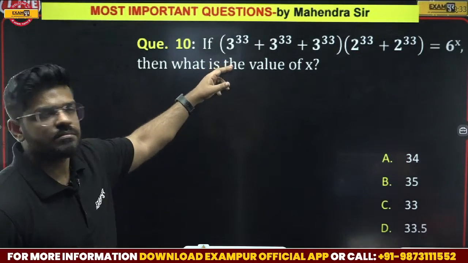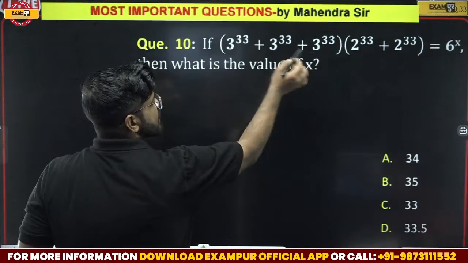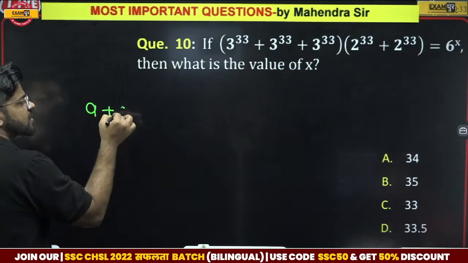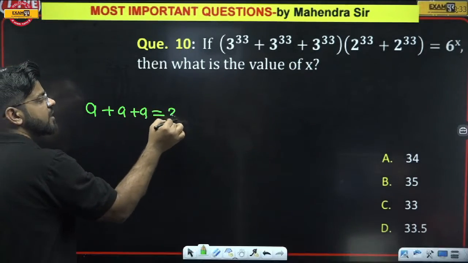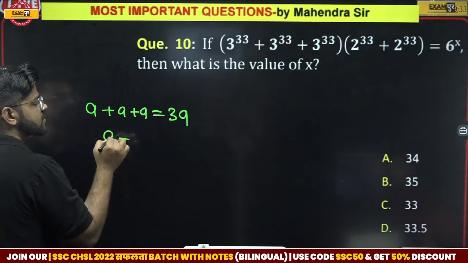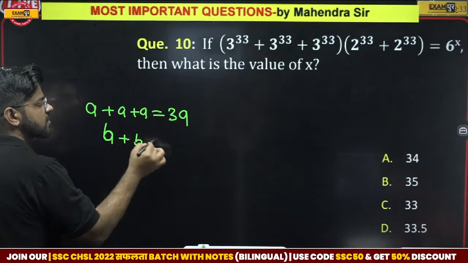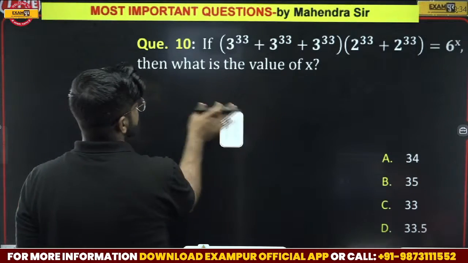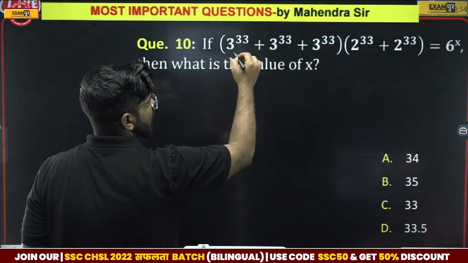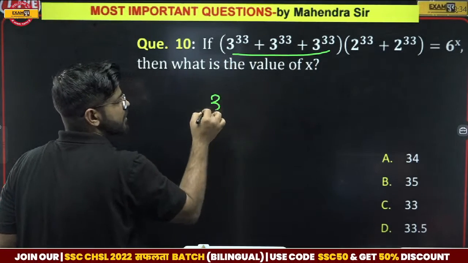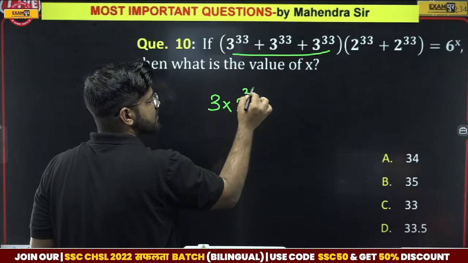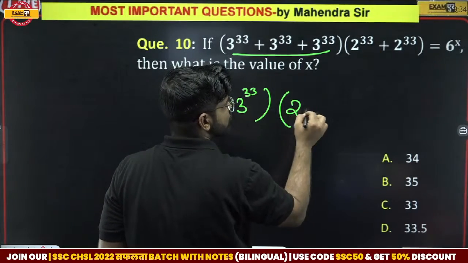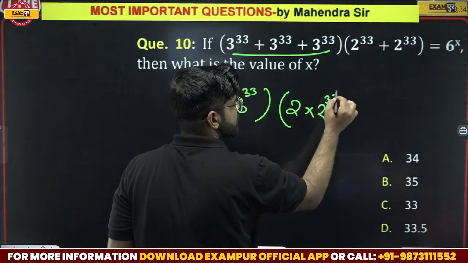Now what we have to do? We can see that these all three are same now. A plus A plus A is what? 3A. B plus B is what? 2B. We can write this now simply. So here we have same numbers. So I can write it 3 into 3 to the power 33. And here I have 2 times, so 2 into 2 to the power 33.